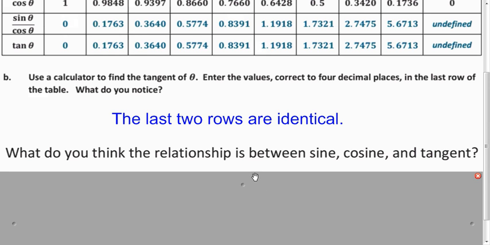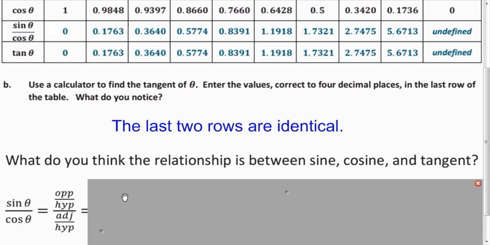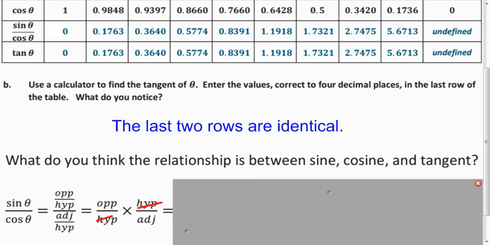Well, let's think about it. What's the relationship between these three ratios, sine, cosine, and tangent? Well, we know sine is opposite over hypotenuse, and cosine is adjacent over hypotenuse. So we can write that ratio like this. And we know that dividing is the same as multiplying by the reciprocal. And here, these hypotenuses are going to cancel. So we're left with opposite over adjacent. And what's opposite over adjacent? That's tangent.